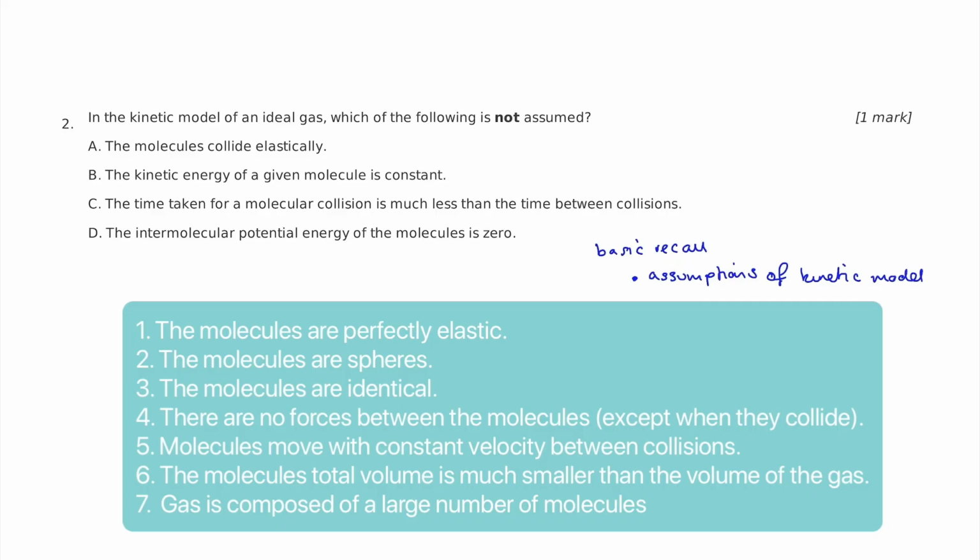Let's go through them. That is one of the assumptions. We assume that the molecule rapidly changes direction and rapidly changes speed. That is true, and that is true. That's for an ideal gas. In an ideal gas, potential energy is 0. So the answer here is B.